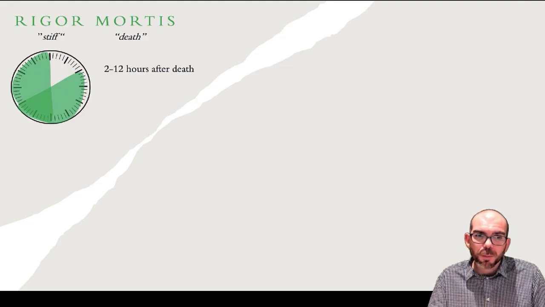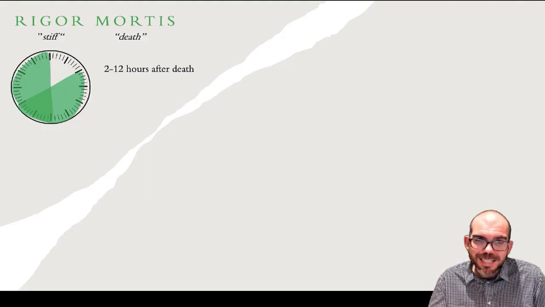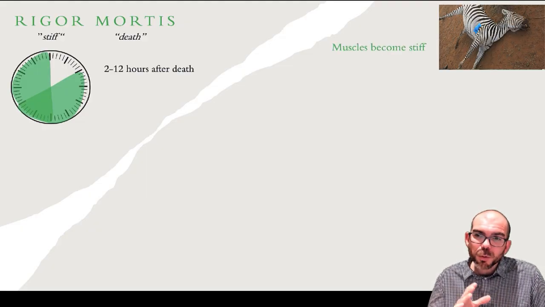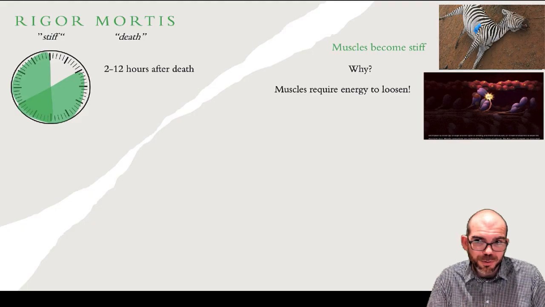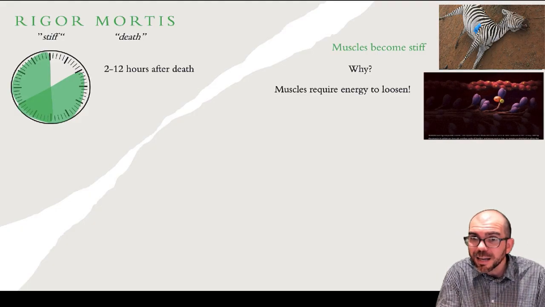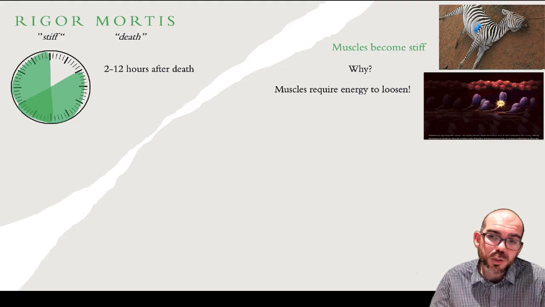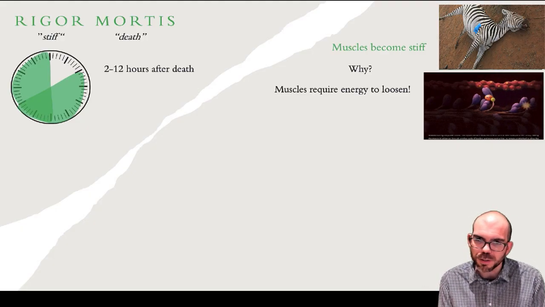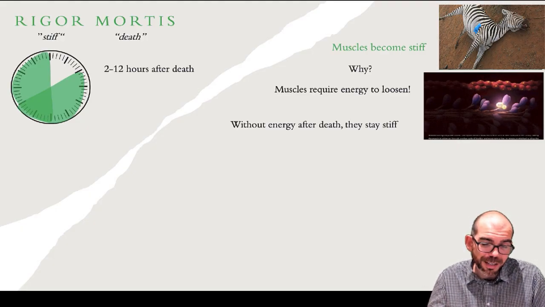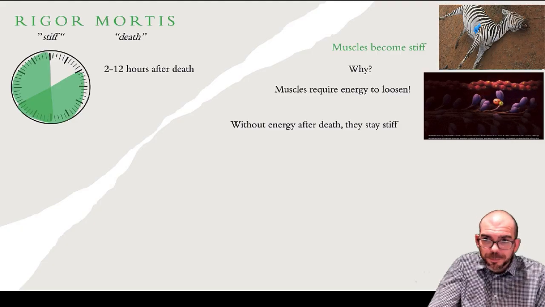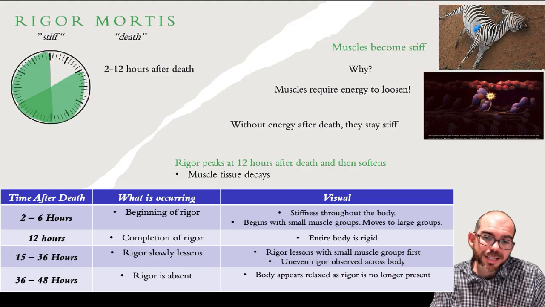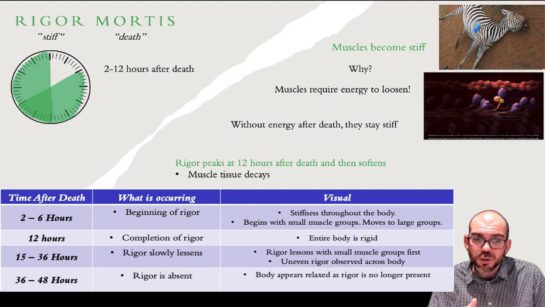Our next phase is rigor mortis. Rigor means stiff. This begins about 2 hours after death and peaks at 12 hours after death. Rigor is when the muscles become stiff, appearing to be kind of frozen in a position. Why does this happen? Well, moving your muscles, both relaxing and tightening, can require energy, but most of that energy is spent relaxing, not moving your muscles at all. So without the energy you normally get, because aerobic respiration shut down, your muscles, instead of expending energy to relax, stiffen up. This peaks at 12 hours after death and then will begin to soften.